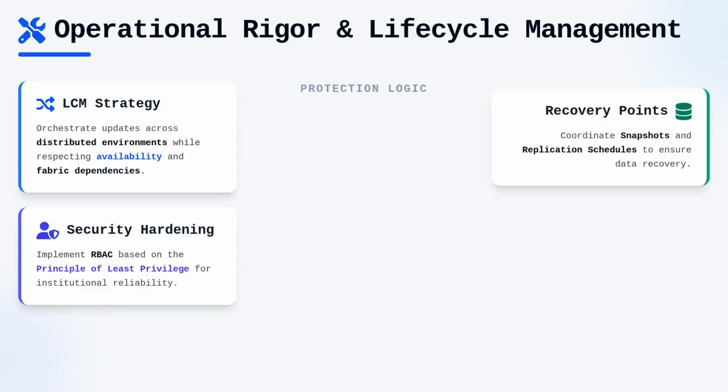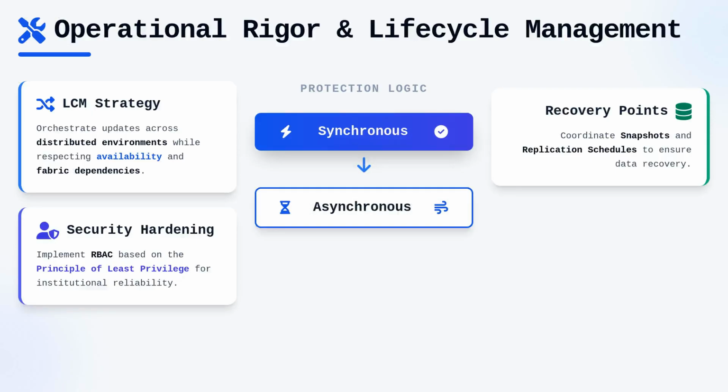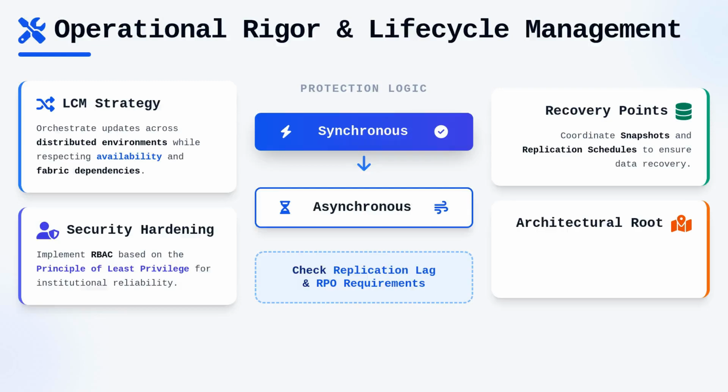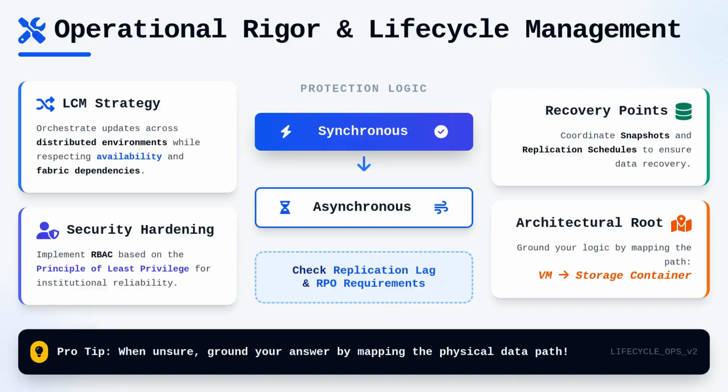Data protection scenarios often involve snapshots, replication schedules, and recovery points, so keep the distinction between synchronous and asynchronous operations clear in your mind. If a specific recovery scenario is presented, evaluate the replication lag and RPO requirements before selecting a solution. These concepts rely on the underlying architecture, so if you're unsure, mapping the data path from the VM to the storage container is usually a reliable way to ground your answer.